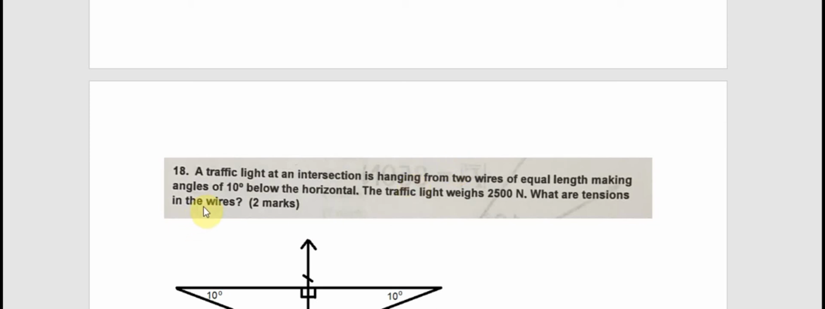Hello everybody, so today I will talk about physics. The topic today is about tensions, and here is the question.